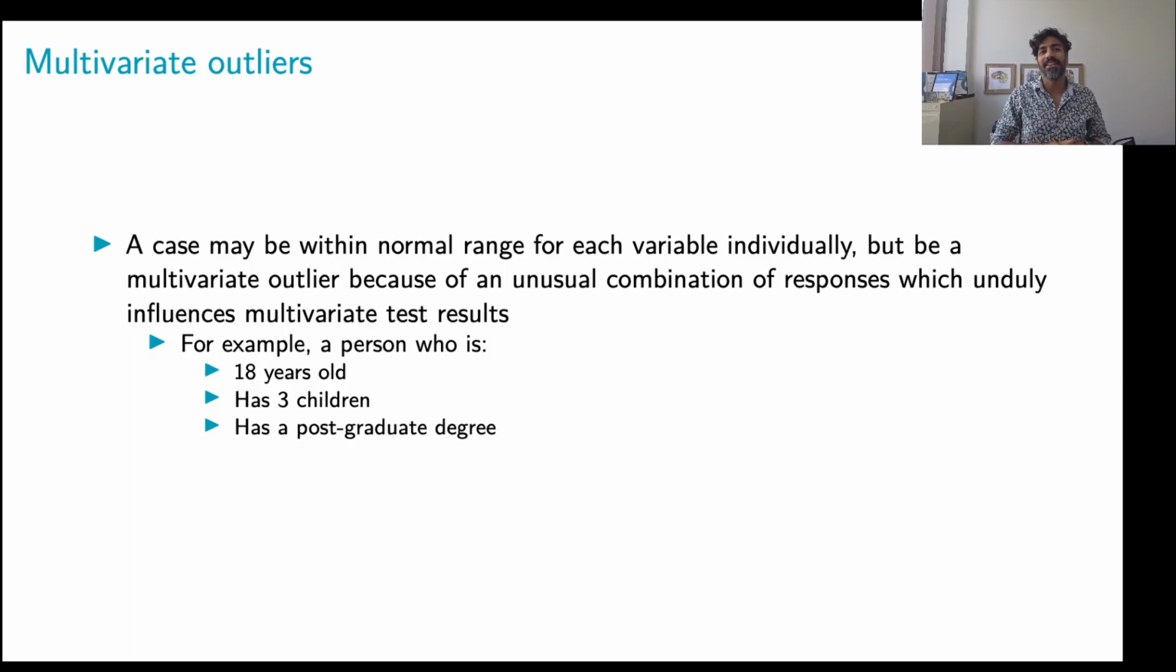But for example, a person who is 18 years old, it may not be unusual or detected as a univariate outlier in that case. If you have 3 children, it may not be a univariate outlier in the case of someone coming to university. If you have a postgraduate degree, that's not a univariate outlier either. But if you take all 3 together, someone who's 18 years old and has 3 children and has a postgraduate degree, then you're in a situation where that's very implausible. And so that is likely to be a multivariate outlier. So it's the combination of multiple variables. Individually, they may be fine. When you add them together, it becomes something that is an outlier.